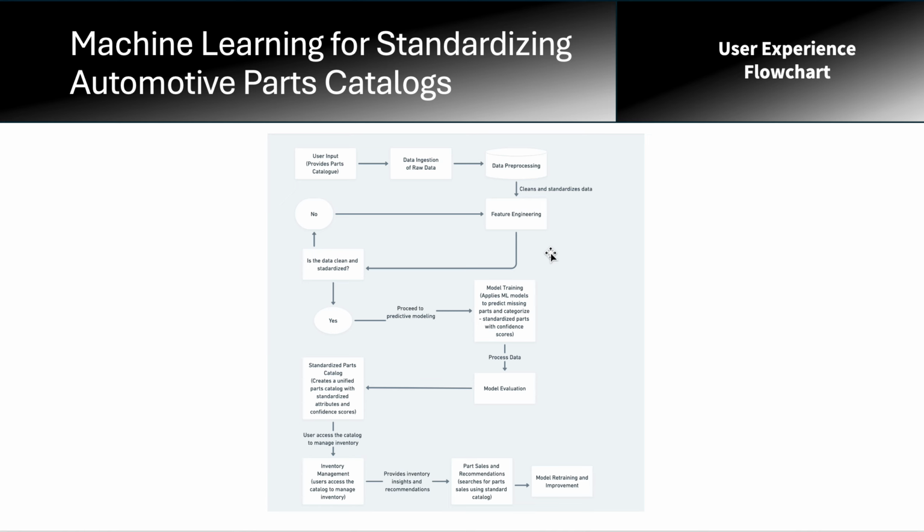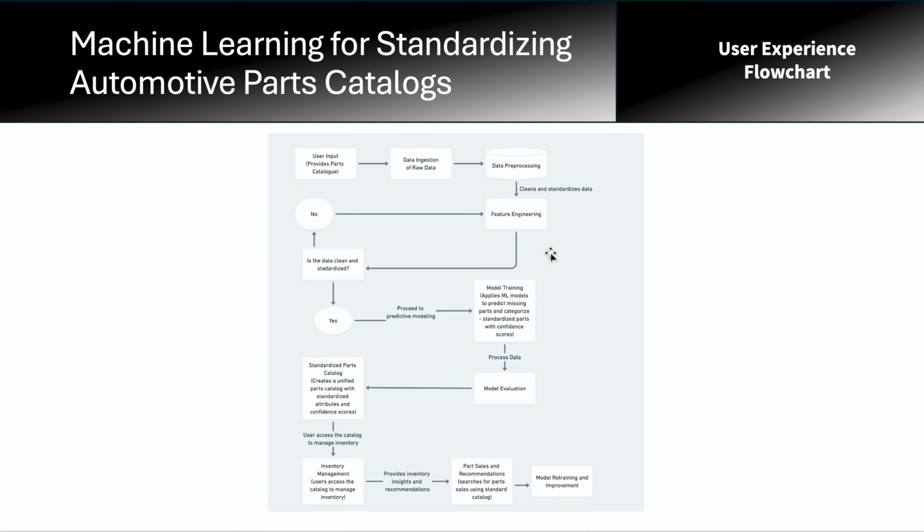Here we can apply ML models to predict missing attributes, categorize parts, and output standardized parts, and then we can apply confidence scores to that. We can then process the data and do some model evaluation. After all of this is done, we can create the standardized parts catalog, a unified parts catalog with standardized attributes and confidence scores.